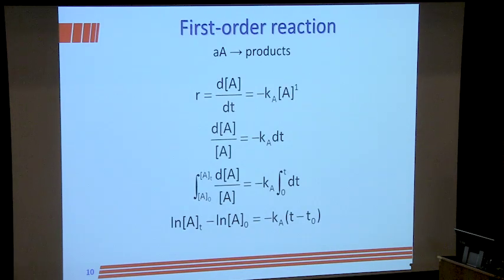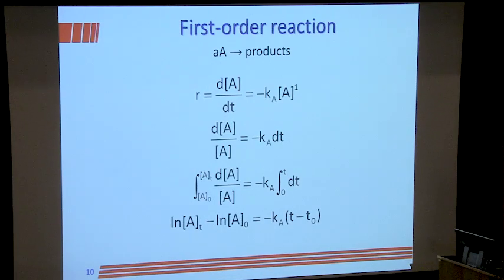So let's say we have A giving us products, and this is a first order decay. Then the rate is the change in concentration of A with respect to time, and that's equal to minus the rate constant times the concentration of A raised to the power of 1. It's first order. So then we can rearrange and we say the change in concentration of A over the concentration of A is equal to minus k times dt.